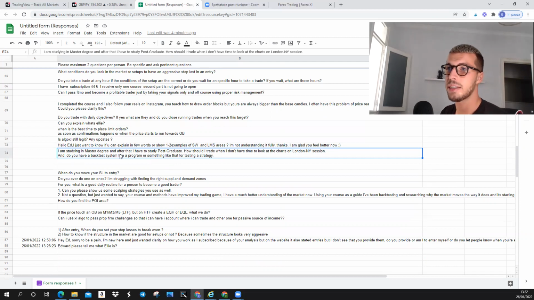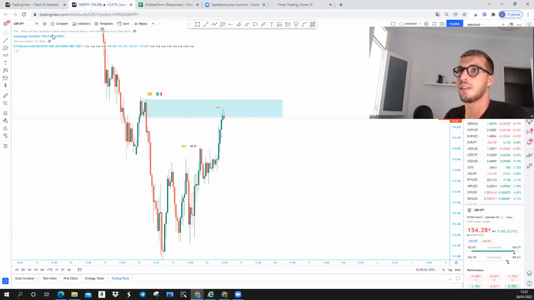Okay, so to backtest, I just recommend to backtest on TradingView. It's the best. And if you don't have time during London and New York, then look at charts during Asian session. But during Asian session, what I recommend to trade is GBP/JPY, NZD/JPY, and CAD/JPY.